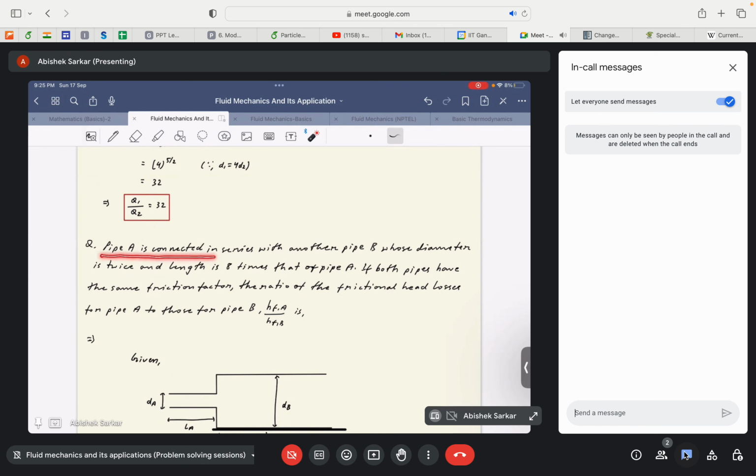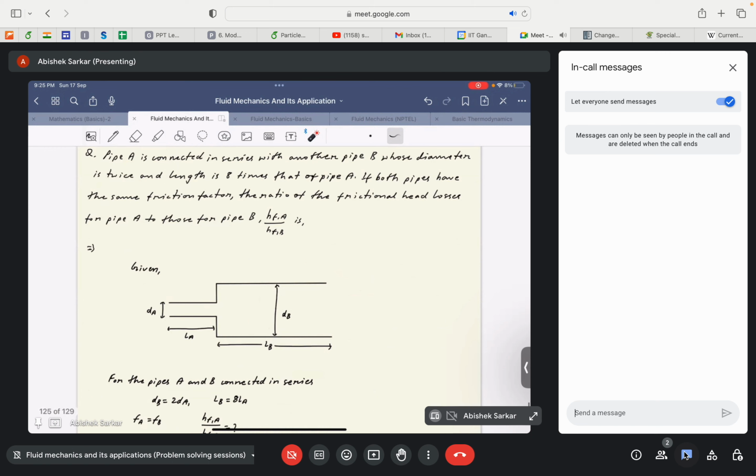Pipe A is connected in series with another pipe B, whose diameter is twice and length is 8 times that of pipe A. If both pipes have the same friction factor, the ratio of frictional head loss for pipe A to that for pipe B, that is HFA by HFB, is? So we take this diagram.